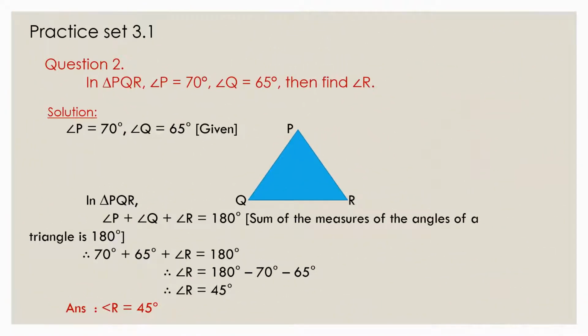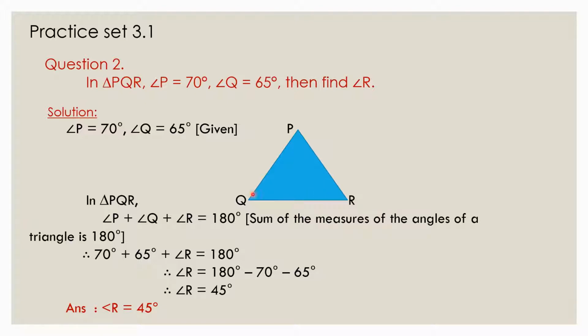Question number 2. In triangle PQR, angle P is equal to 70 degrees, angle Q is equal to 65 degrees. Find angle R. Solution. First you have to write angle P is equal to 70 degrees, angle Q is equal to 65 degrees. That is already given. And in this figure, triangle PQR, two angles are already given. Then how to find the third angle? You have already studied the sum of the measures of the angles of a triangle is 180 degrees.